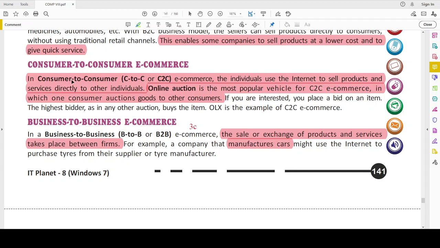So why is it consumer to consumer? Because that cycle was once consumed by you. You were the consumer of that product. You purchased it once. You are not a business concern. You are an individual. So you are just selling your used or consumed item, a second-hand item, to another consumer. So that is why it is consumer to consumer.